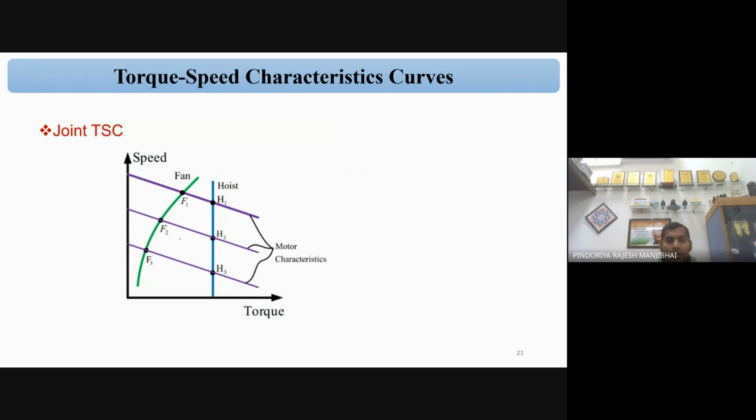You can see this is an example of the joint TSC, the torque-speed characteristic. This is a fan characteristic, and this is a hoist operation. Hoist is a constant-torque operation, correct? So torque is constant in the case of a hoist, and for the fan, torque is directly proportional to the square of the speed. You can see the characteristic of the fan and the characteristic of the hoist, and the equilibrium points are F1, F2, and F3 for the fan, and H1, H2, and H3 for the hoist. Okay, so these are the characteristics for the joint TSC.